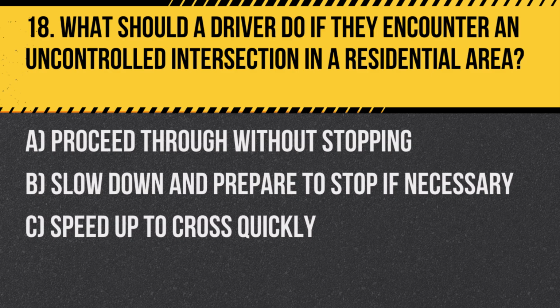Question 18. What should a driver do if they encounter an uncontrolled intersection in a residential area? A. Proceed through without stopping. B. Slow down and prepare to stop if necessary. C. Speed up to cross quickly. Answer. B. Slow down and prepare to stop if necessary. Always approach uncontrolled intersections with caution.